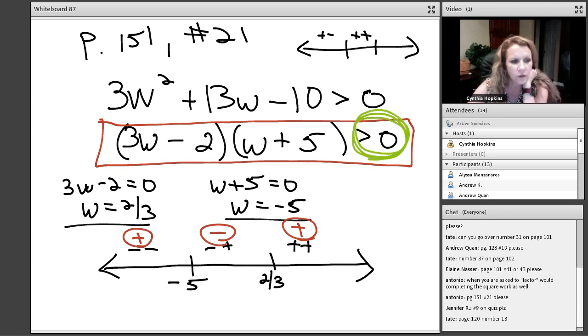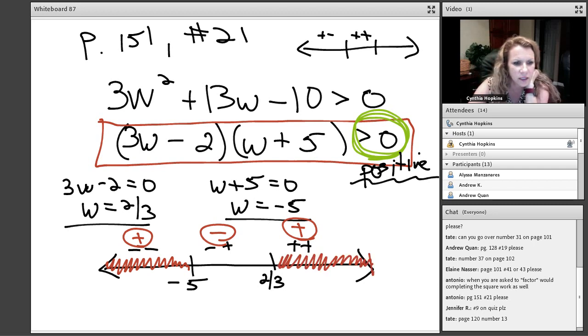Okay, now I look right here, let me circle this in green, at this inequality. I want my product of my two numbers to be greater than 0. Well, translated, that means positive. I want the product to be positive. All right, so I look back at my graph, my number line. This left region is positive, so I'm going to shade there. This very right region to the right of 2/3, that's positive. I'm going to shade there. I'm going to put shaded arrows to indicate that I know this is going on forever in both directions.